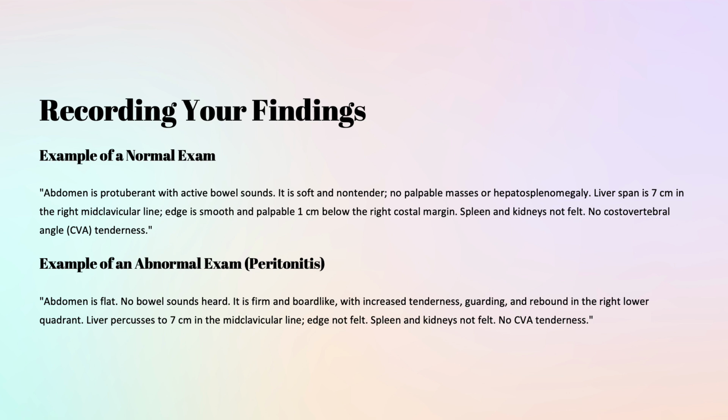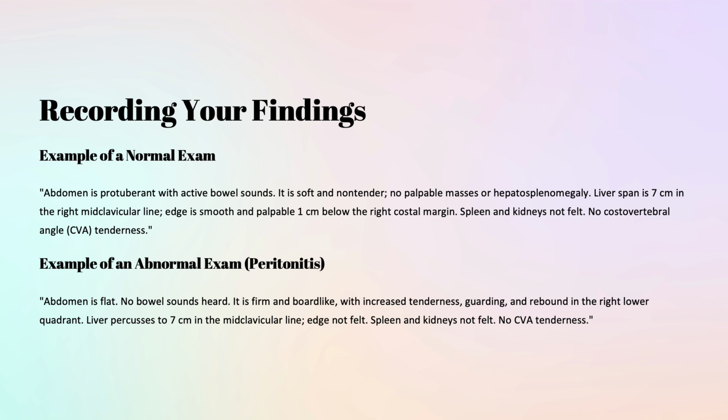Normally, you're going to write something like this. The abdomen is protuberant or scaphoid or whatever with active bowel sounds. It is soft and non-tender. There are no palpable masses or hepatosplenomegaly. Liver span is around 7 centimeters at the right midclavicular line. The edge is smooth and palpable 1 centimeter below the right costal margin. The spleen and kidneys were not felt. There is no costovertebral angle tenderness.